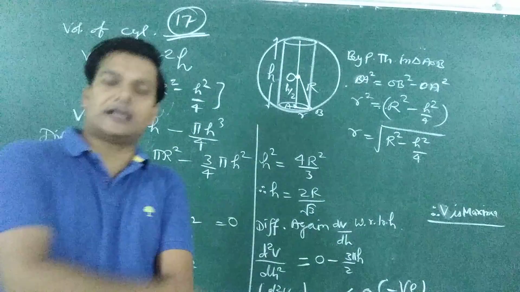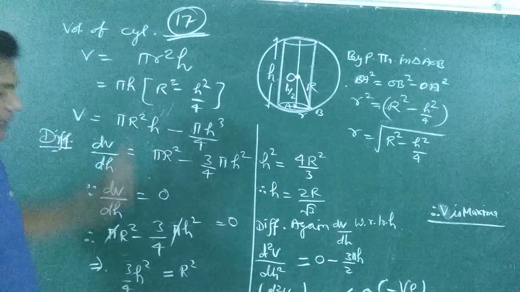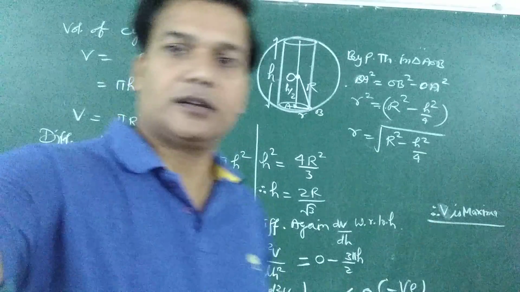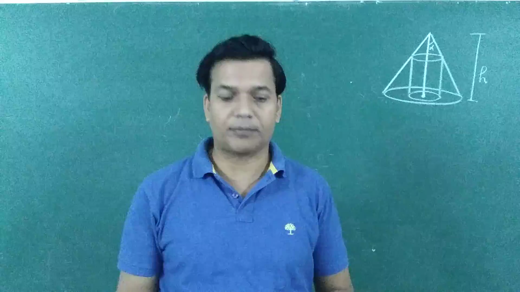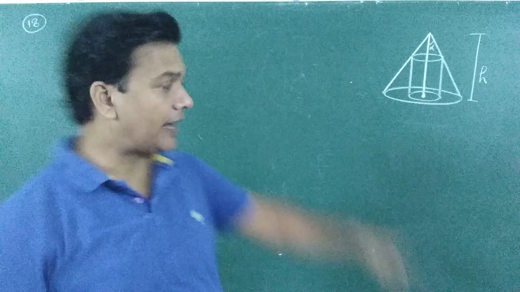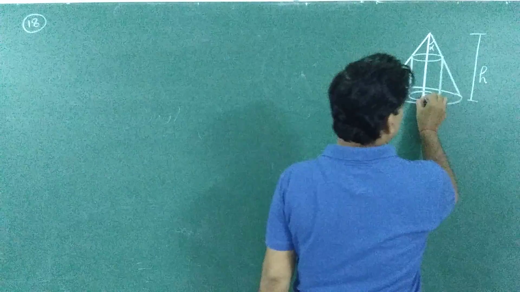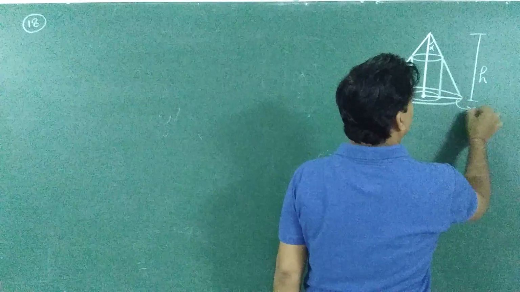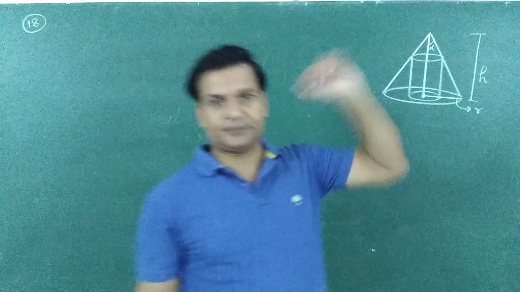So this is the 17th problem of the miscellaneous exercise of the 6th chapter, which we have solved here. Now we are talking about question number 18 of this miscellaneous exercise. In this question, we have a cone whose height is h and radius is r. Suppose this one is r, whereas the semi-vertical angle is alpha.